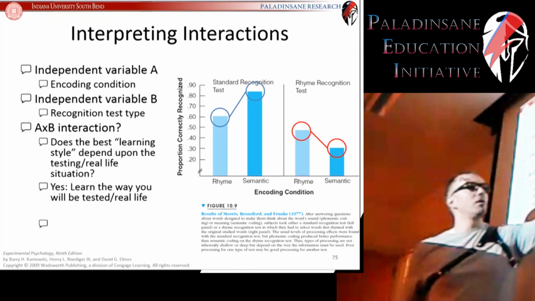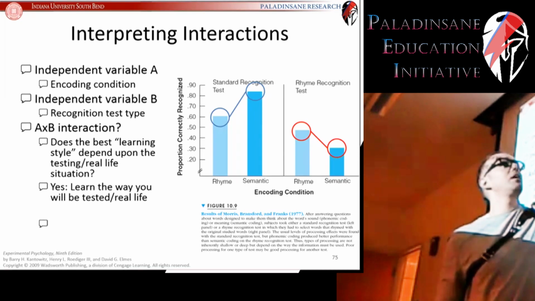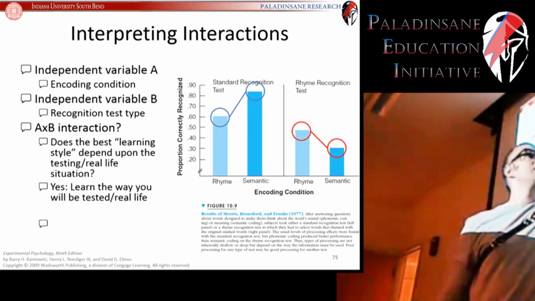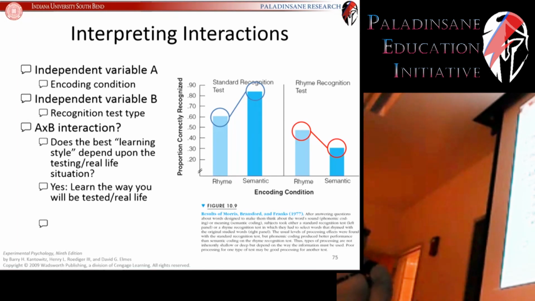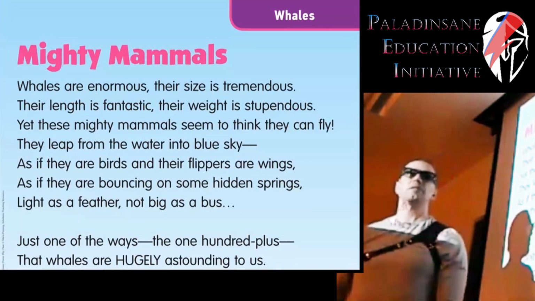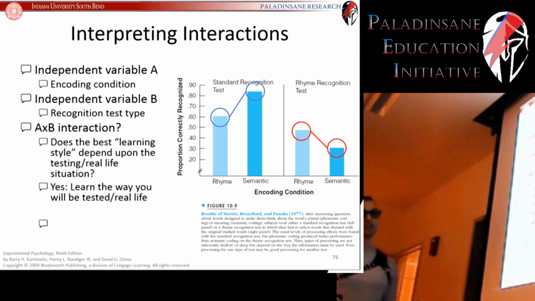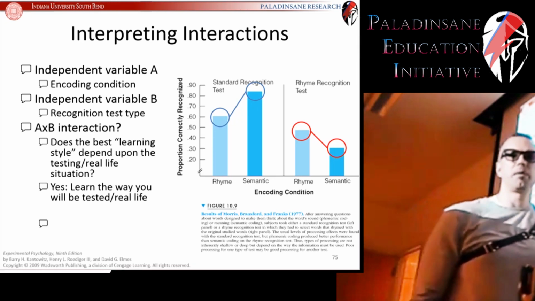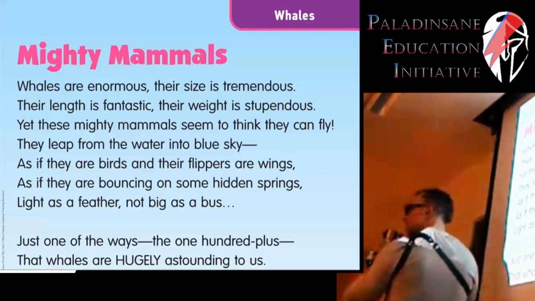So in general, because we're in a world that tests us, that makes us access our knowledge in standard recognition forms, it's way better to learn information in a semantic way. So as fun as these songs and poems might be, they're actually not as effective as learning that information in a more straightforward semantic way, because learning it by rhyming is not going to help you unless you're being tested also by rhyming. All right, any questions on that? All right.